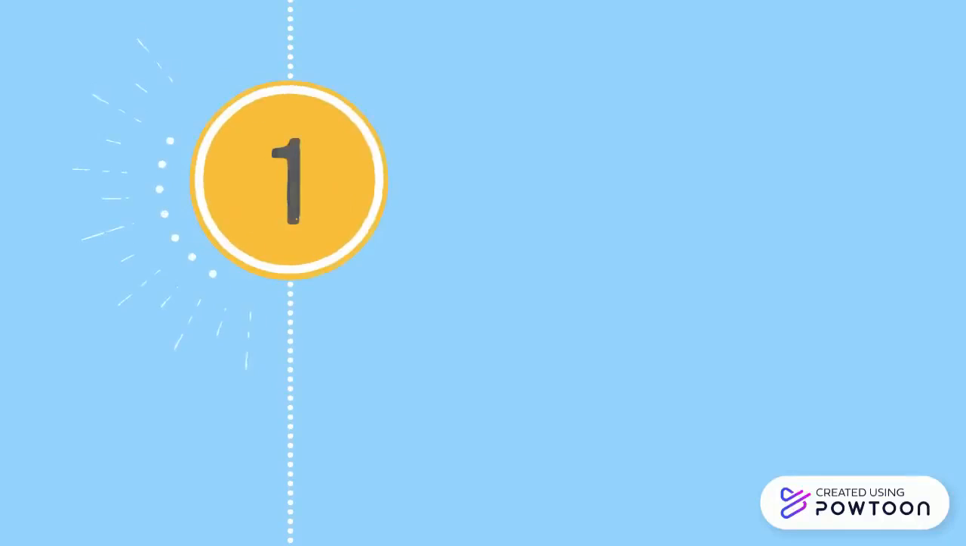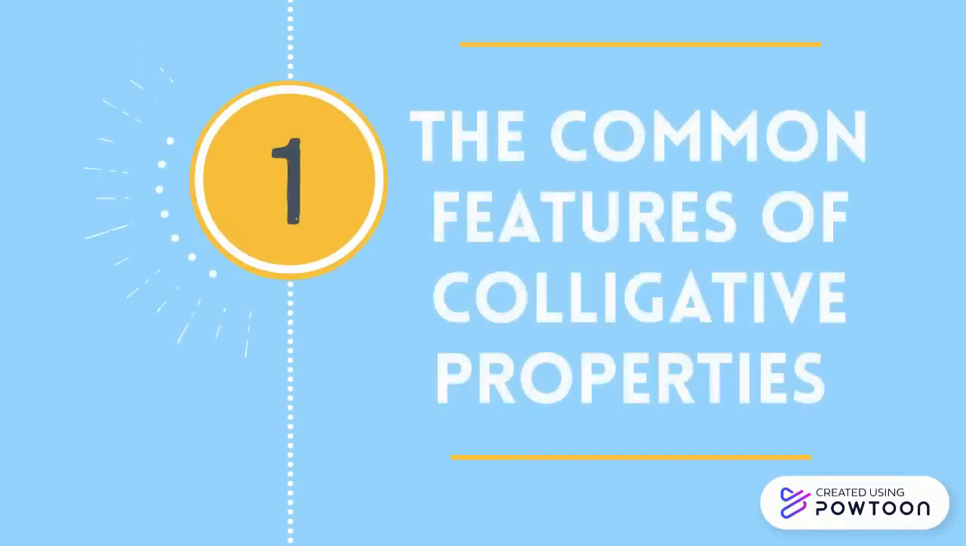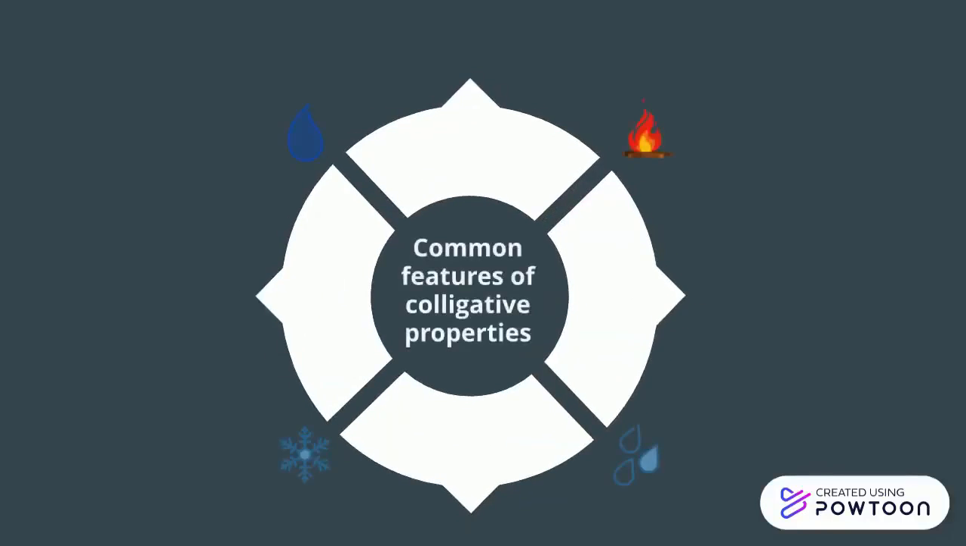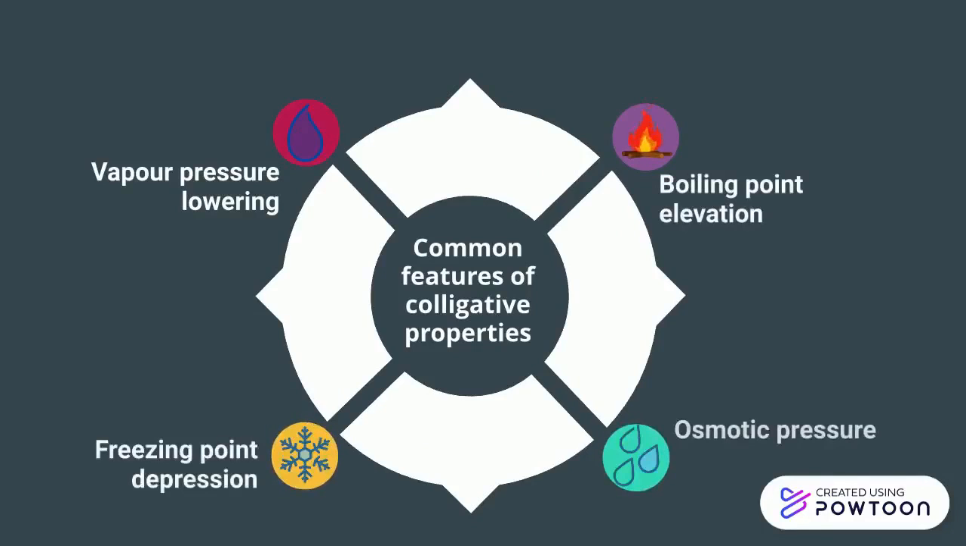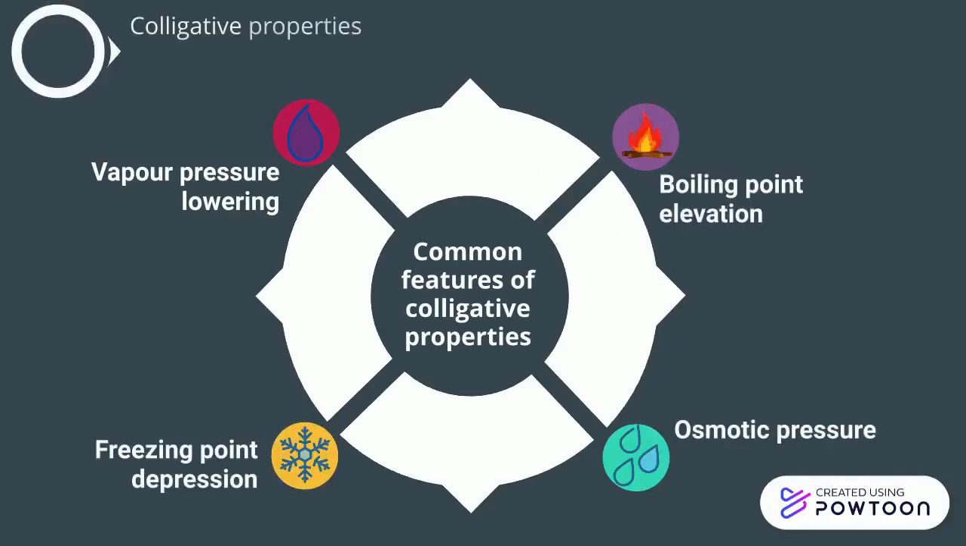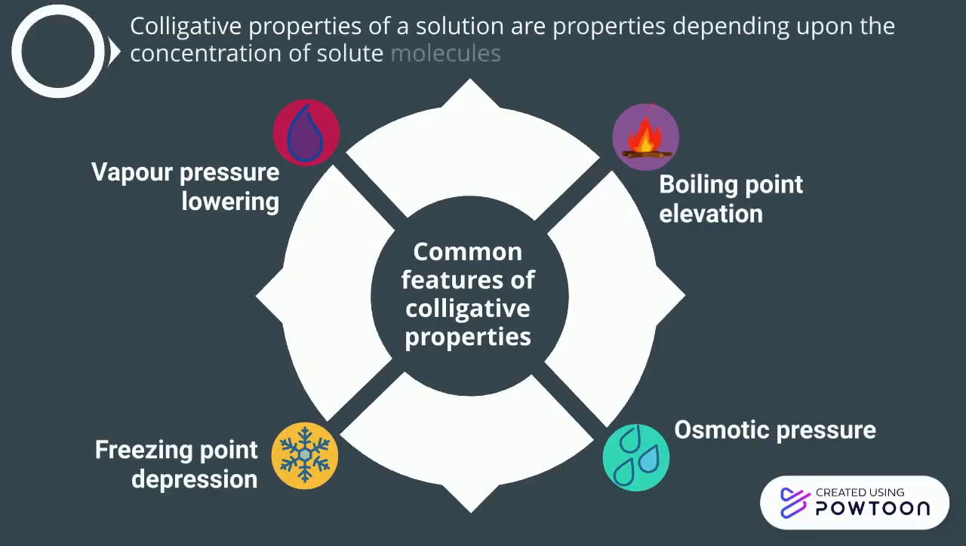Common features of colligative properties. Common features of colligative properties are vapor pressure lowering, boiling point elevation, freezing point depression, and osmotic pressure. So what is the meaning of colligative properties? Colligative properties of a solution are properties depending upon the concentration of solute molecules or ions in the solution and not upon the identity of the solute itself.